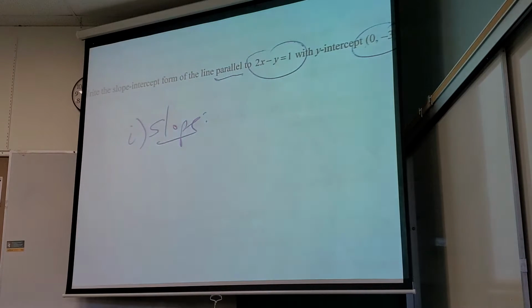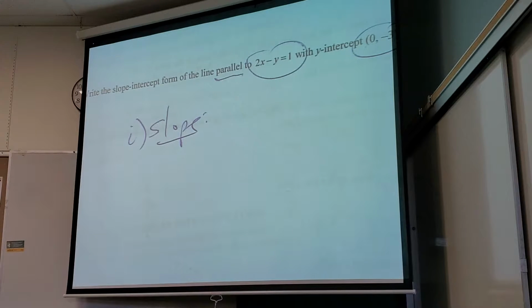What do I know about my line? It is parallel to that one. So if only I knew that guy's slope, then I'd know mine. So I've got to focus on figuring out his slope. The quickest way to do that is to solve for y. Because then whatever number's in front of x is your slope.